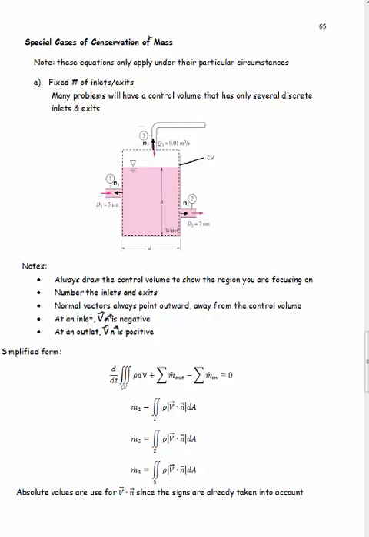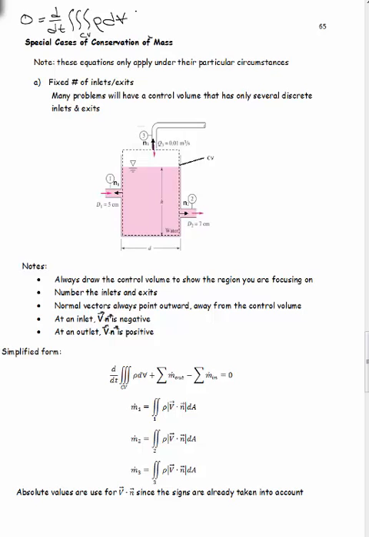Okay, so we just used the Reynolds transport theorem to derive conservation of mass for the general case, where we have some blob of a control volume and flow going in or out of it at arbitrary spots. The equation for the general case was 0 equals the derivative with respect to time of the integral over your control volume of rho dV.